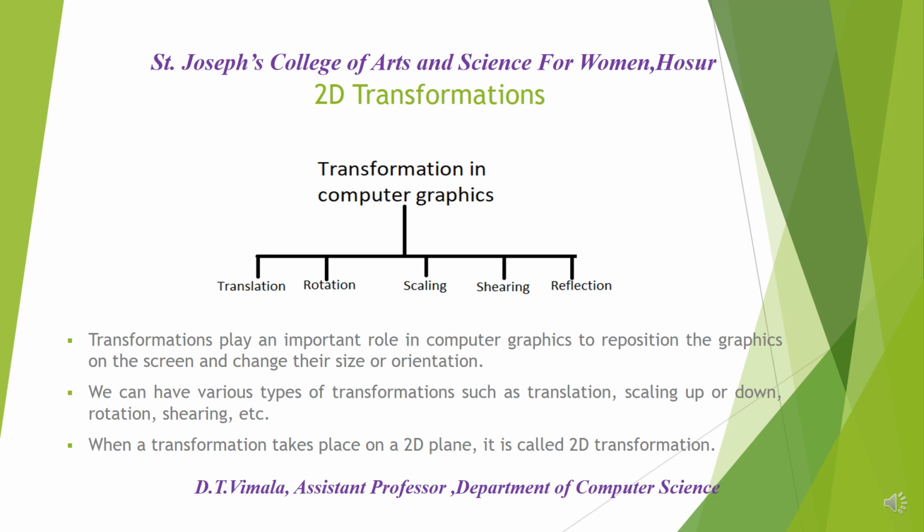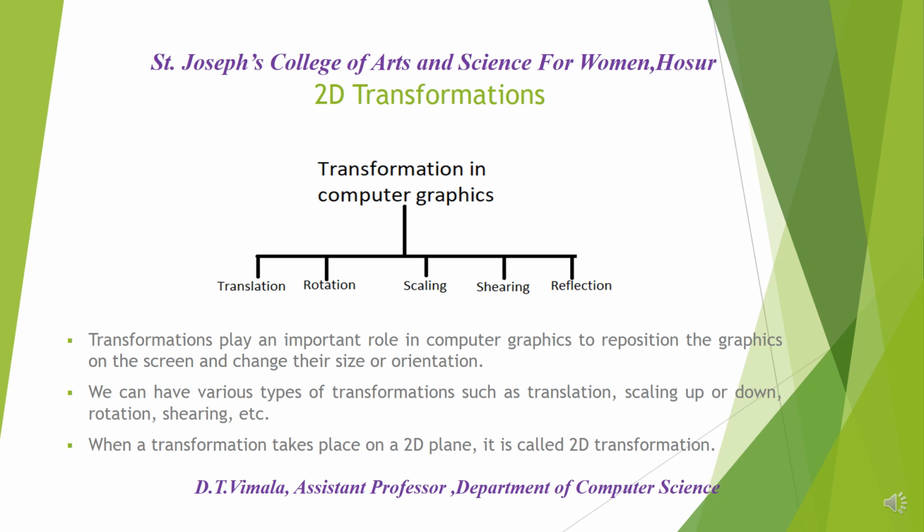Here we are going to see about the 2D transformation, known as two-dimensional transformation, in computer graphics. What are the transformations in computer graphics? Translation, rotation, scaling, shearing and reflection. Before going to all these transformations, first we want to know what a transformation is.